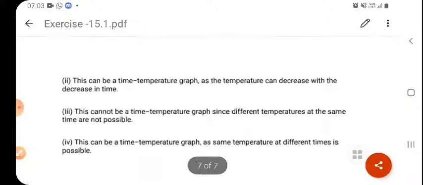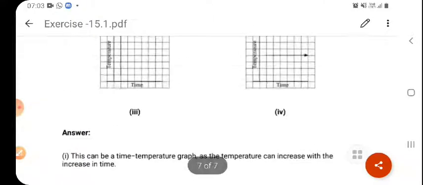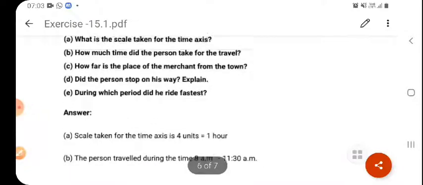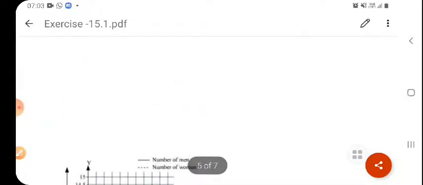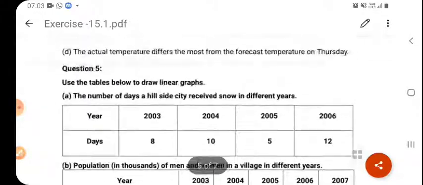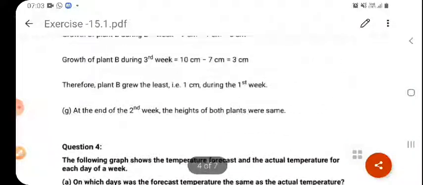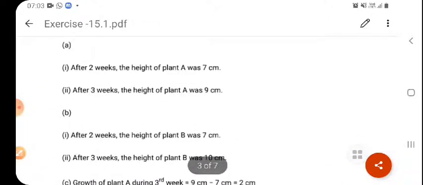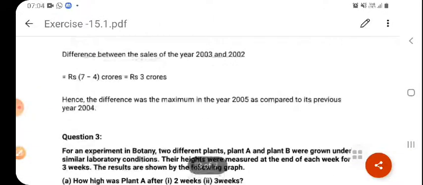In this way you have to complete exercise 15.1, and remember all of your graph questions should be made on graph paper with pencil, not with pen. You have to take the proper scale and make the graphs. All the graphs should be placed in your notebook, and you have to complete this exercise 15.1.